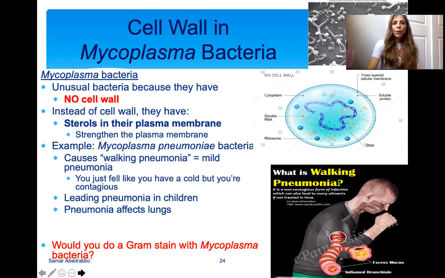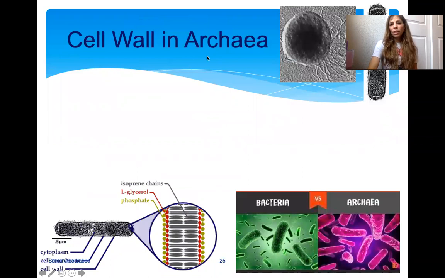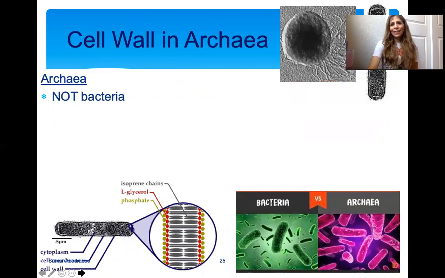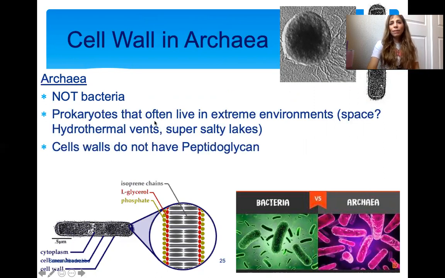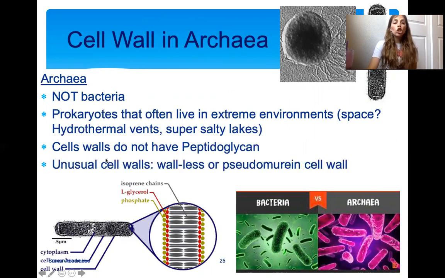Another type of prokaryotic cell that we talked about earlier was Archaea. Archaea are not bacteria, they're completely different organisms. I want to just have one slide to talk about their cell wall. They're not bacteria, so it's not made up of peptidoglycan. Archaea, just to remind you from the very first lecture, are prokaryotic organisms that often live in extreme environments, but now new research is actually showing that they can be everywhere like bacteria. They do not have peptidoglycan, but instead they have either no cell wall, so cell wall-less organisms, or if they do have a cell wall, it's made up of pseudomurein.